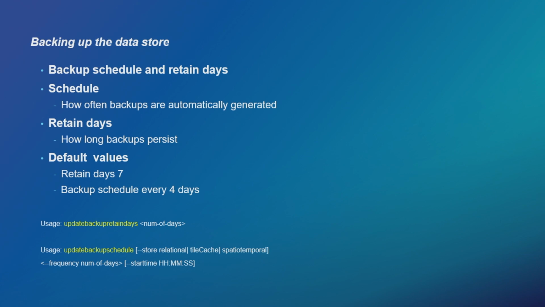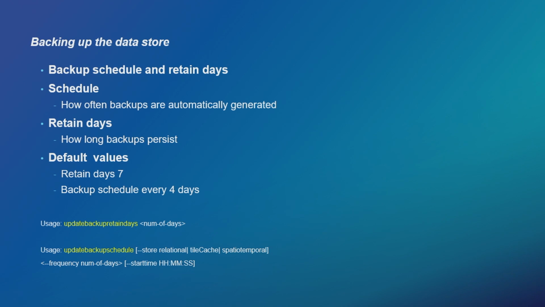With a relational data store, it automatically has a backup schedule and retain days set for you when you configure. Automatically, every 4 days, you're going to get a backup generated. And then it's going to keep that backup for 7 days. It's going to persist it, and it's going to repeat the process.